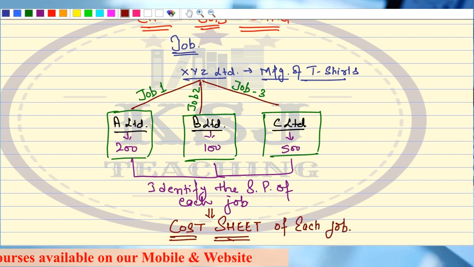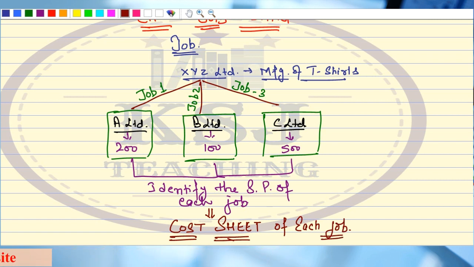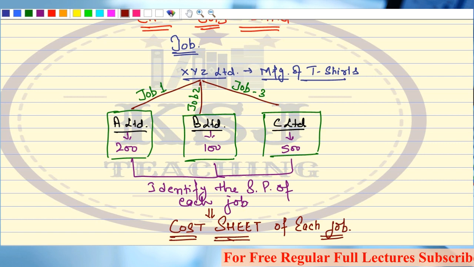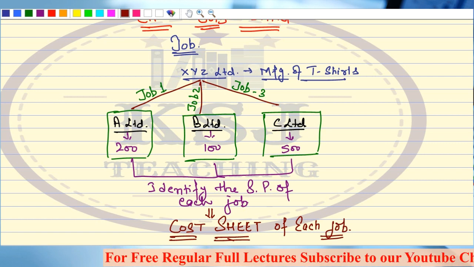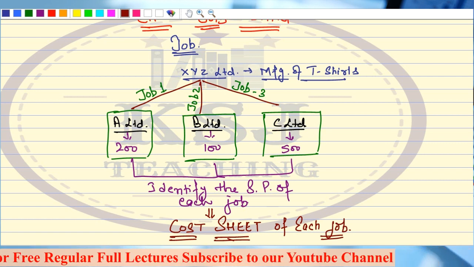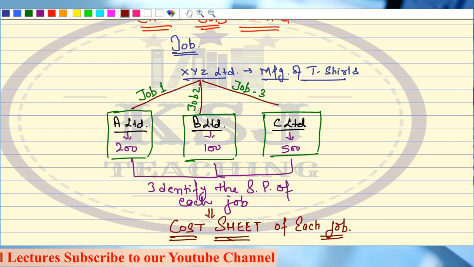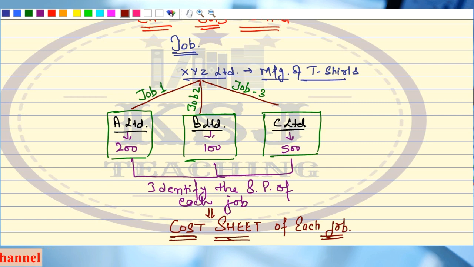Cost sheet of each job. Now, cost sheet, you all know how to prepare. Direct material plus direct labor, prime cost, add factory overheads, works cost, right? Then add office administration overheads, cost of production, then adjustment of finished goods, cost of goods sold, add selling and distribution expenses, cost of sales, add profit, sales, right? We all know how to prepare the cost sheet.